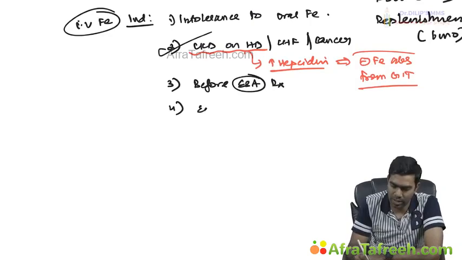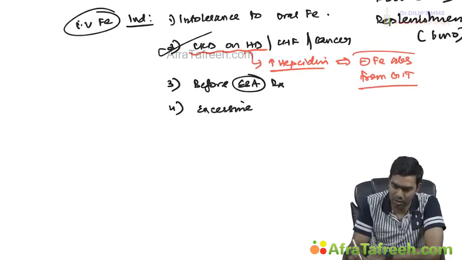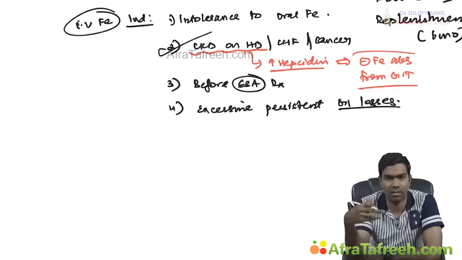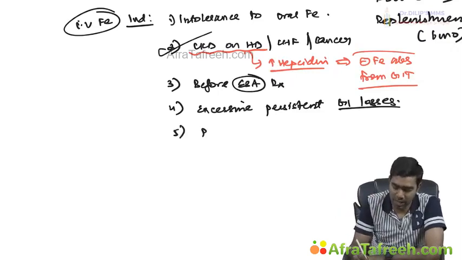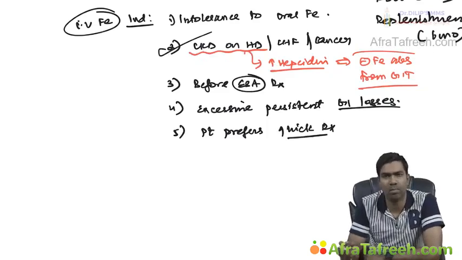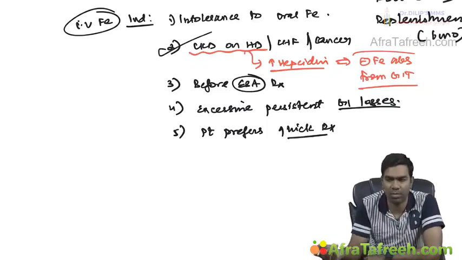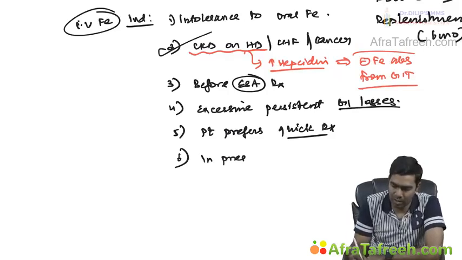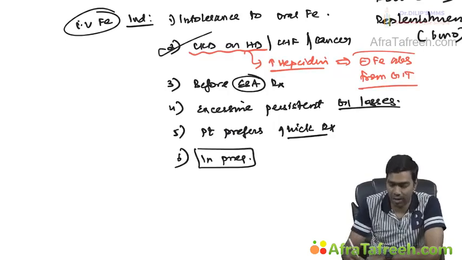And for example, if the patient has excessive and persistent gastrointestinal losses, typically in a severe malabsorption, you have to replace faster with IV iron. Suppose the patient prefers quick treatment, definitely, this is a real-time possibility because patients don't want to take 6 months or 10 months of treatment. So in this condition, you can go for IV iron.